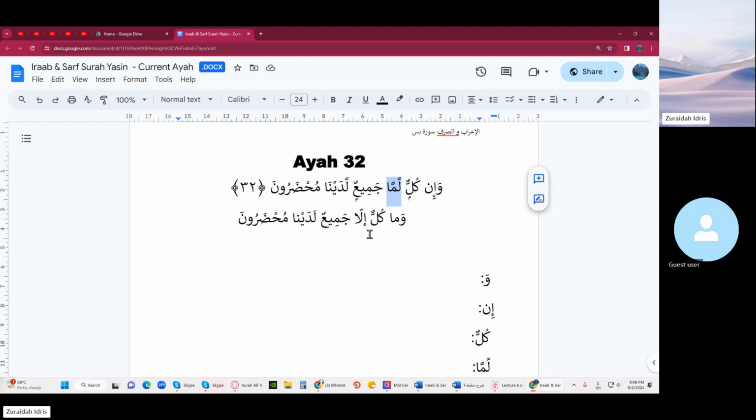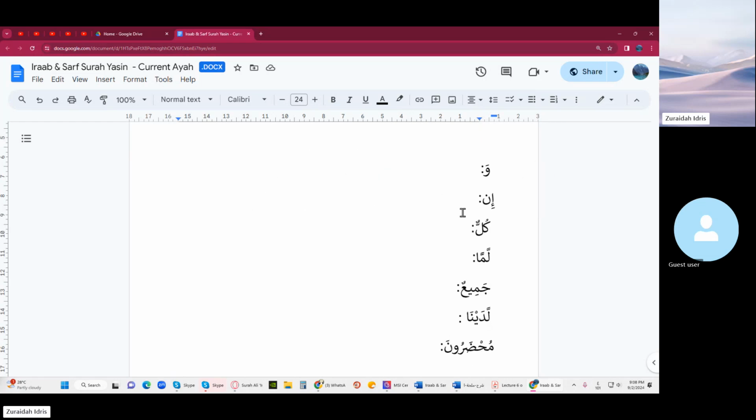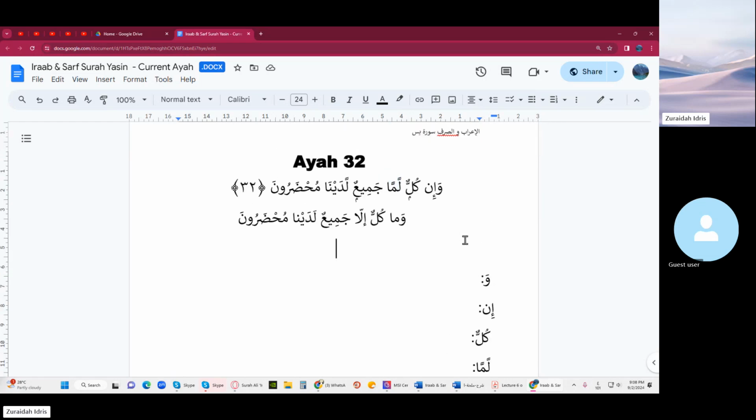This is what we call negation with hasr, exception, and it brings the meaning of al-qasr, the one with the qaf. This one we have seen before when we did balaghah al-ma'ani. So wama kullun illa jami'un ladaina muhdarun. This is the meaning of this ayah. All right. So now let's start our Irab for today.